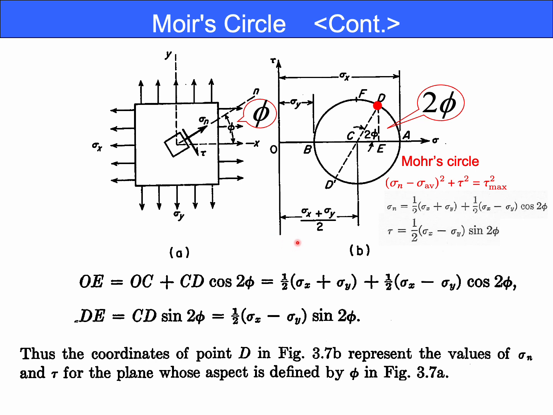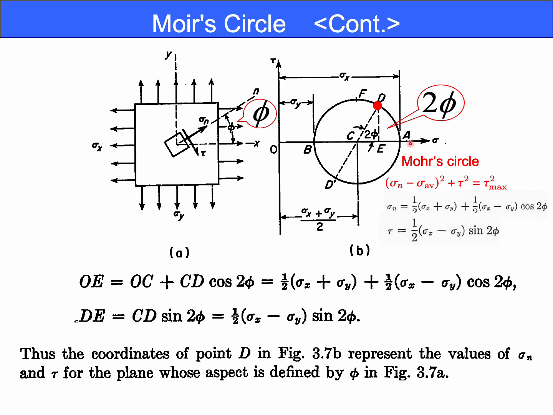Let's have a closer look at Mohr's circle. We are comparing the element in the plate under biaxial stresses and Mohr's circle. The variable phi is the inclination angle of the plane, that is, the virtual plane. In the circle, when 2 phi changes from 0 to 2 pi, phi varies from 0 to pi.